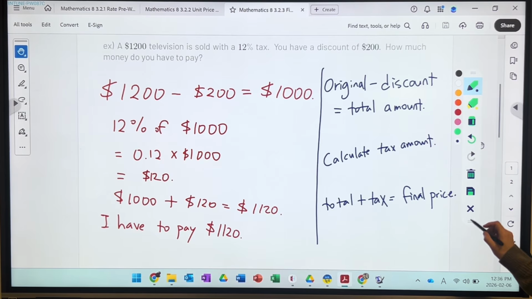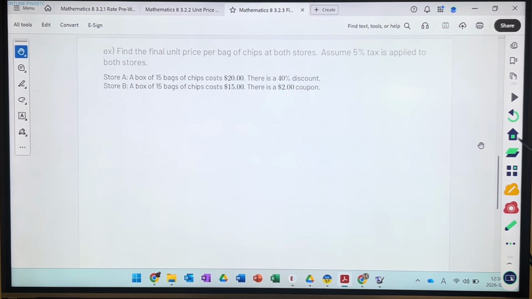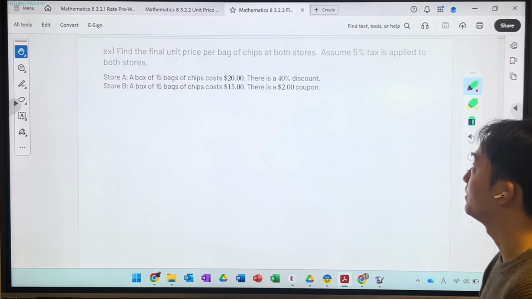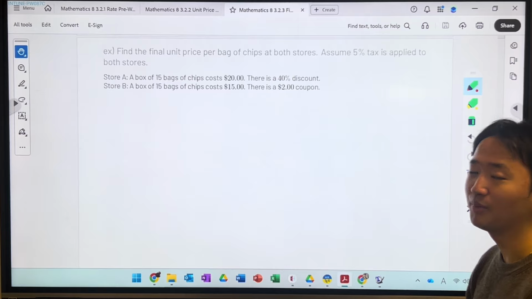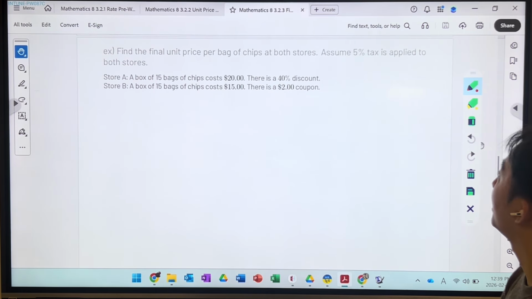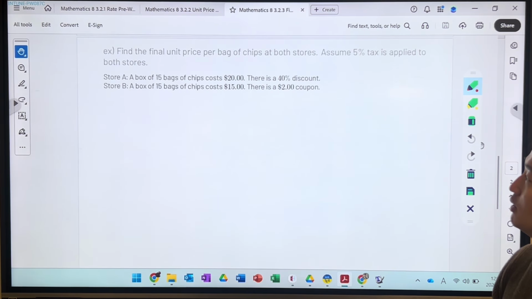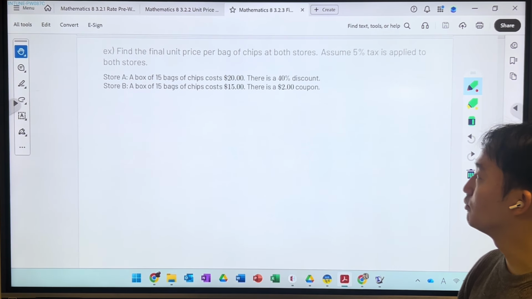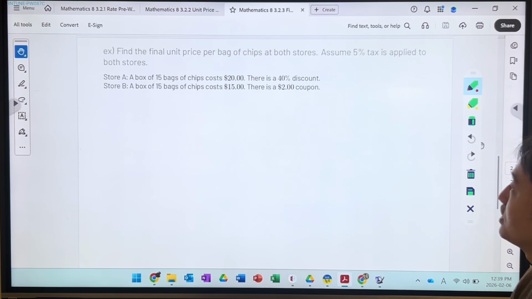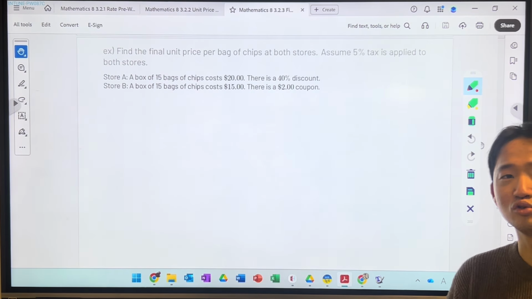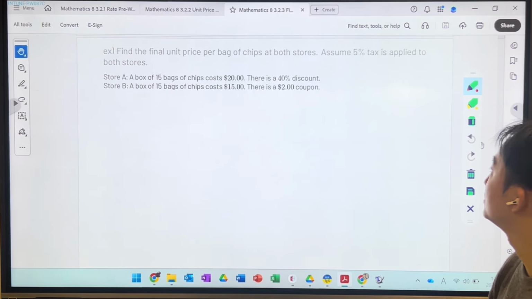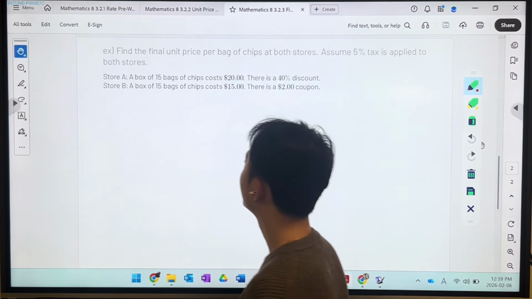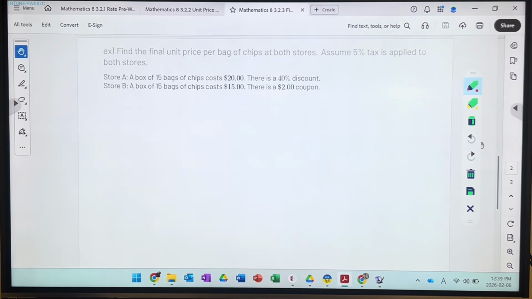Let's try the second example question. Find the final unit price per bag of chips at both stores. Assume 5% tax is applied to both stores. In store A, a box of 15 bags of chips costs $20, and there's a 40% discount. In store B, a box of 15 bags of chips costs $15, and there's a $2 coupon. So let's calculate the unit price for each store.